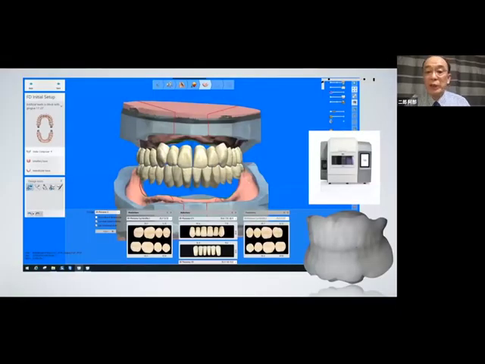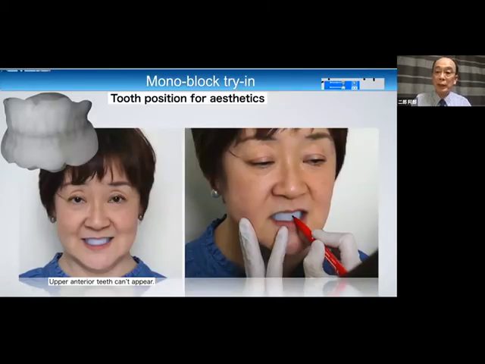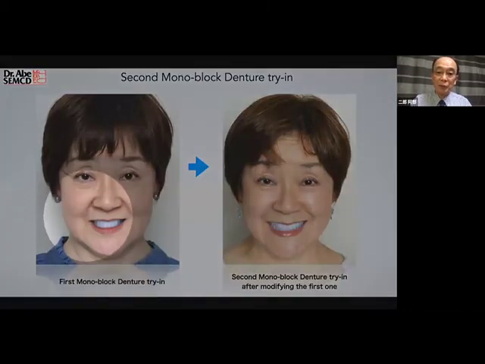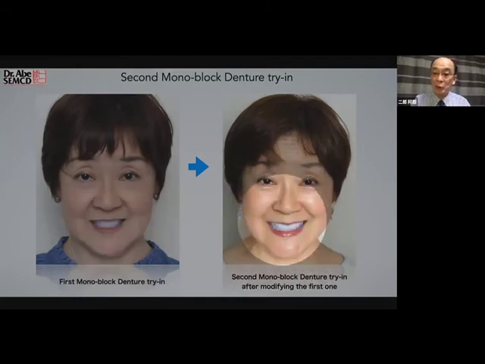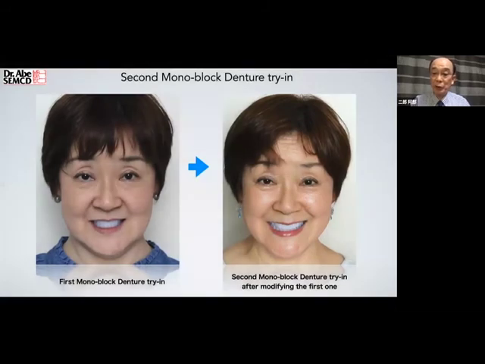So teeth are selected, and I selected SR Phonares and lingualized occlusion. And as I have already stated, she was very tricky, to make it more beautiful. We manufactured two monoblocks. The first monoblock, unfortunately, her anterior teeth didn't appear. And for the second one, we rearranged the tooth position and the occlusal plane.